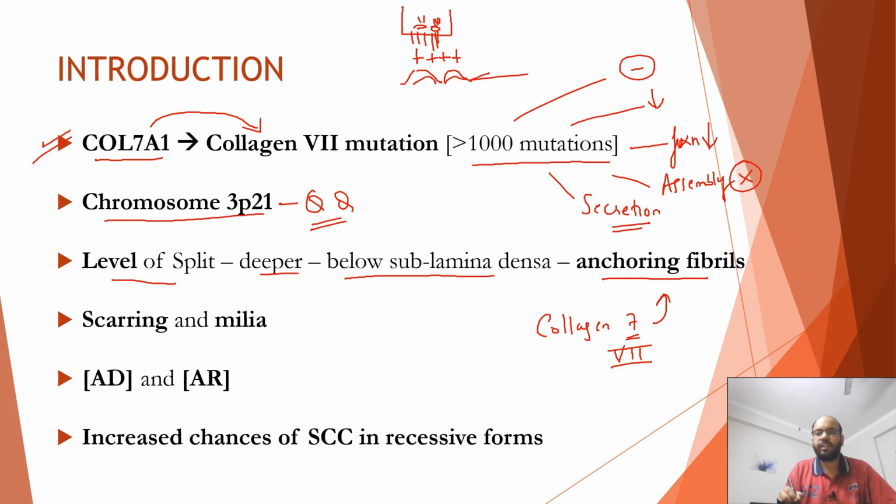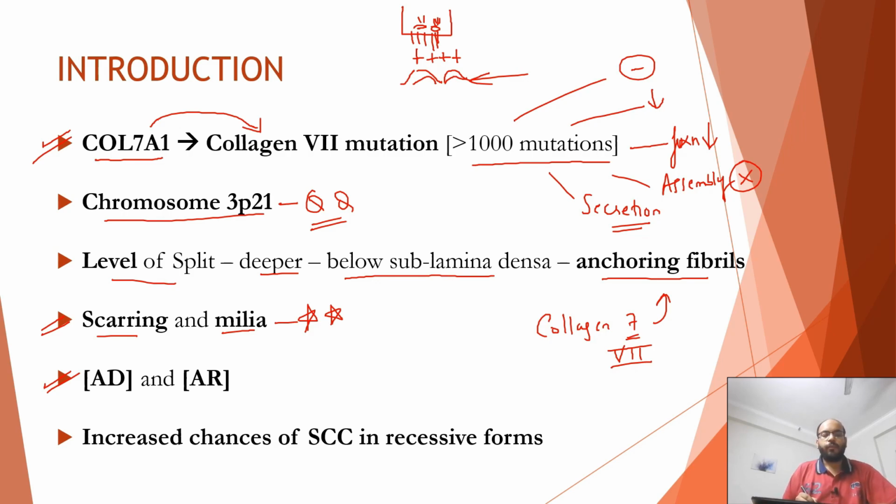So the mutation lies at the level of anchoring fibrils, and as we have discussed in the previous 2-3 lectures, the deeper we go, the more is the severity of symptoms, isn't it? More is the scarring as we cross the lamina densa. So scarring and milia formation are good features of this disease. These are very important features of dystrophic EB. As I've already told you, the inheritance can be both autosomal dominant and autosomal recessive.